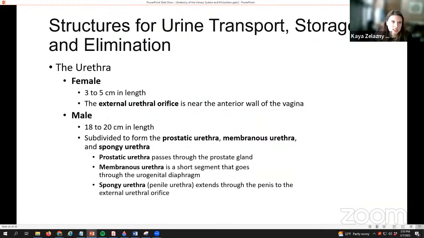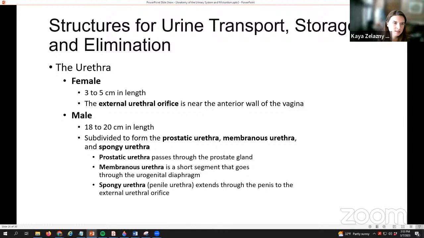The external urethral orifice is near the anterior wall of the vagina, but it's actually its own separate hole, right? So in a patient, you'd actually be able to see this separately. This is a common misconception that I see sometimes on TikTok, right? Got two holes there. So external urethral orifice, anterior to the vagina.